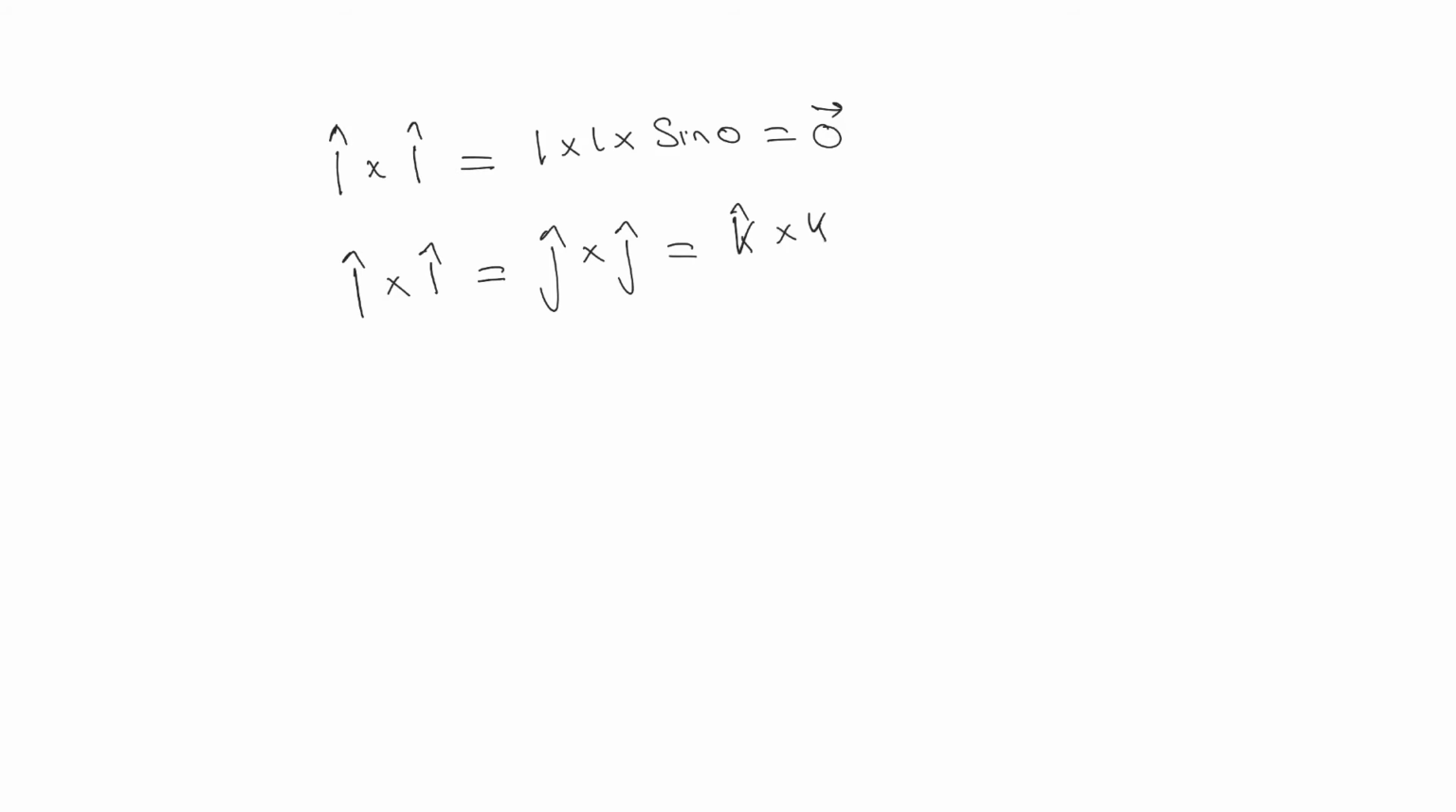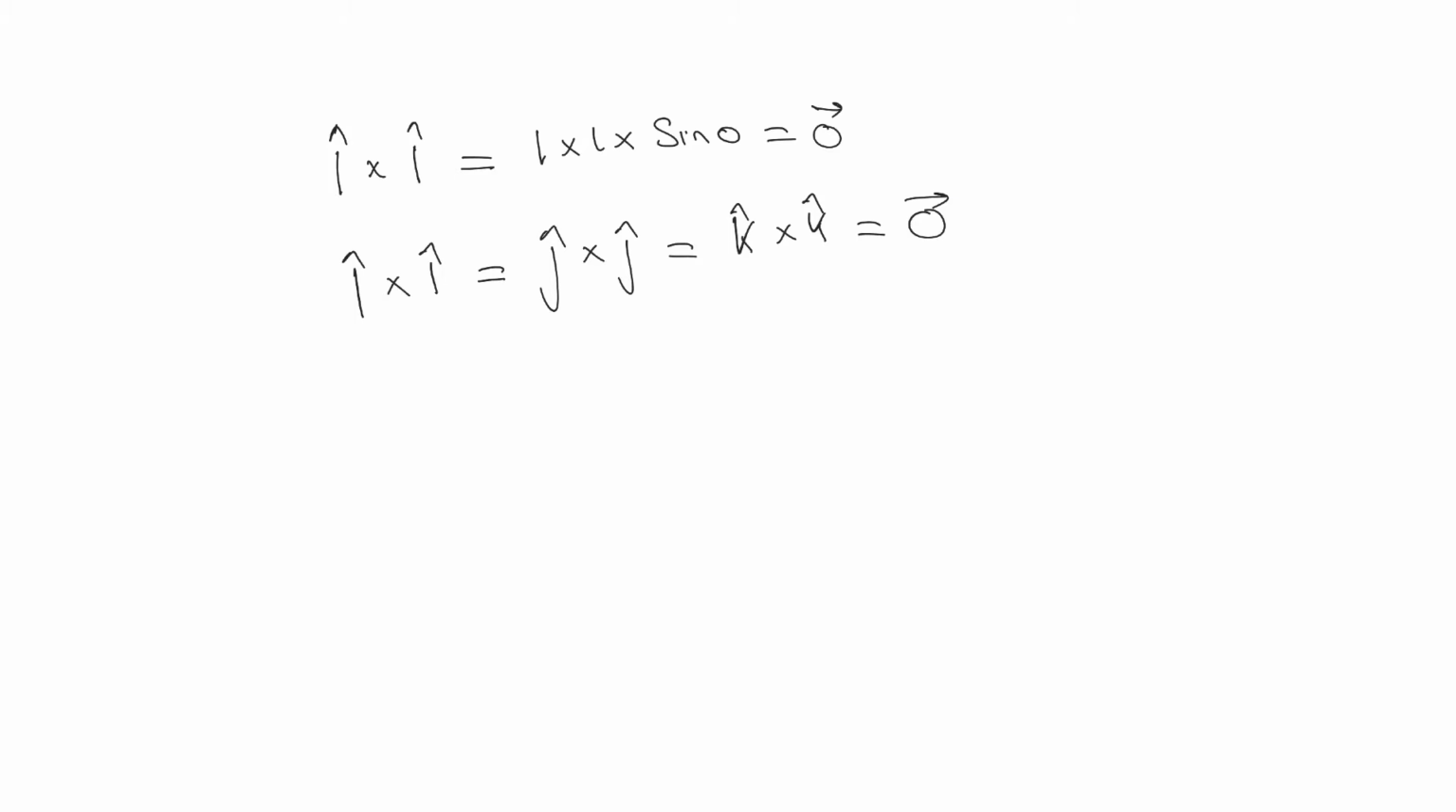Now we'll discuss the vector product of standard unit vectors. That means if we go for i cap cross i cap, then we can write this will be equal to 1 into sine 0, which is equal to 0. So we can write i cross i will be equal to, or j cross j will be equal to, k cross k is equal to 0 vector.